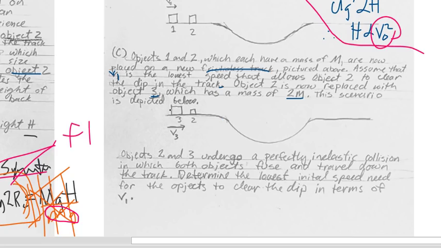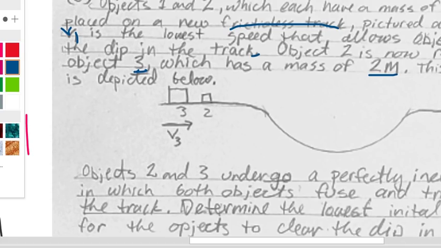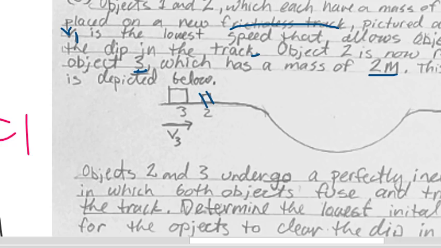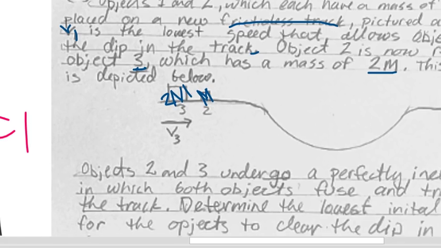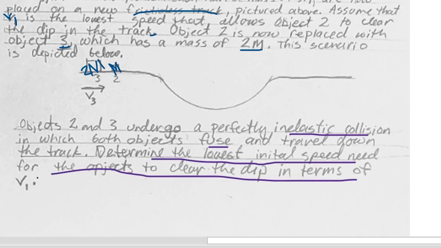This is depicted below. So we've got m for this one, that's supposed to be an m, and then this one's 2m. Okay, let's say objects 2 and 3 undergo a perfectly inelastic collision, so that means that they're going to fuse, in which the objects fuse. What do you know? And travel down the track, which is frictionless. Determine the lowest initial speed for the objects to clear the dip in terms of v1.